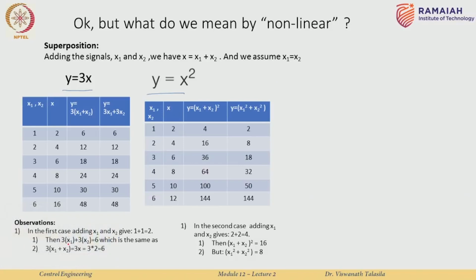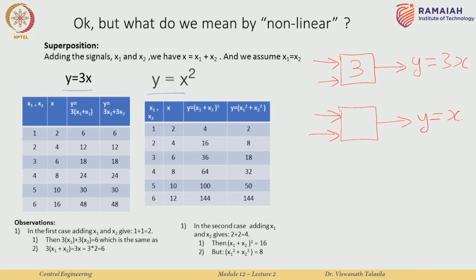Let us consider the first one. We have a system with a gain of 3. There is another system which is like this. I give inputs for both the systems. Let us in this particular case take only 2 inputs, and I have an output over here. In the first case I am looking at y equal to 3 times x. In the second instance I am looking at an expression y equal to x square. So this is actually a squaring system.